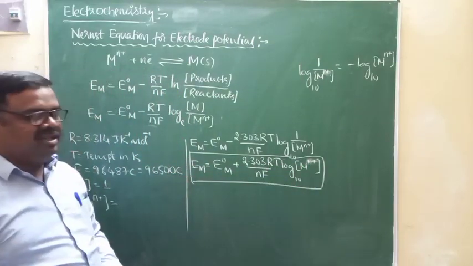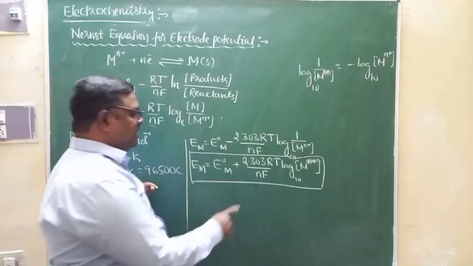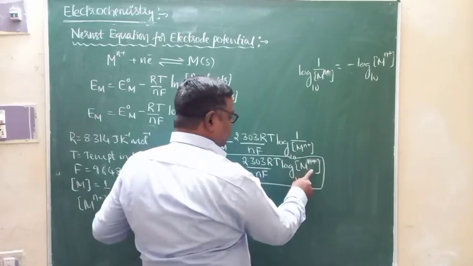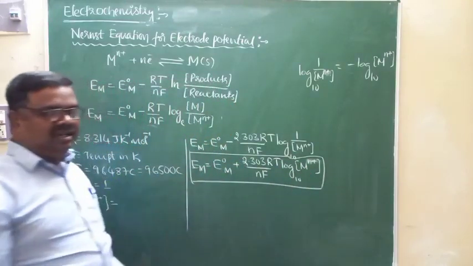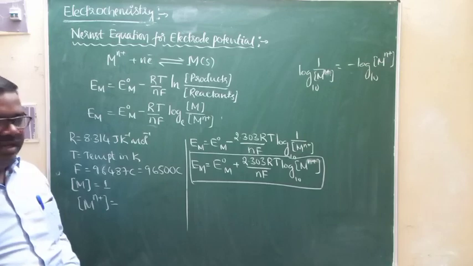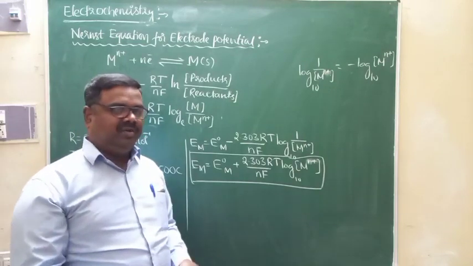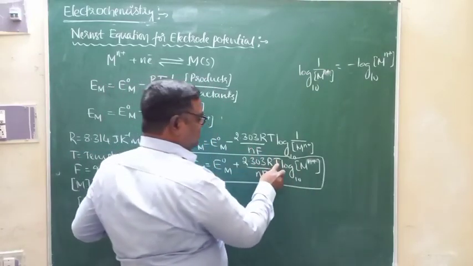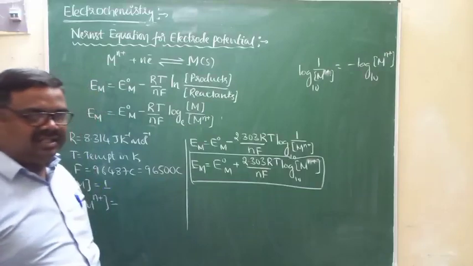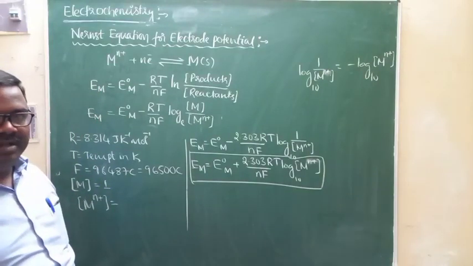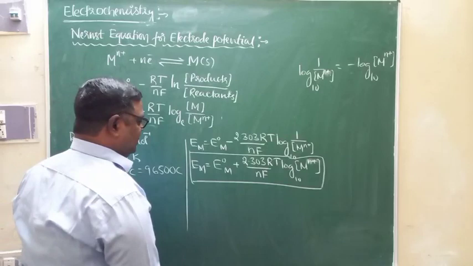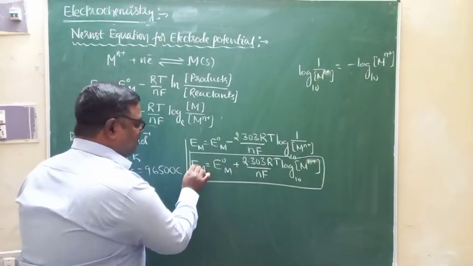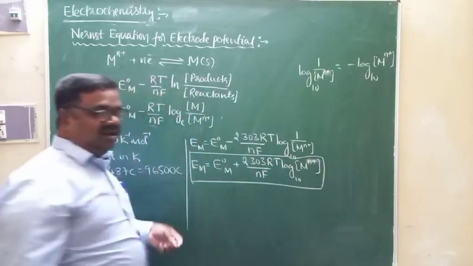On the basis of this Nernst equation, I can take some decisions. As the temperature increases, electrode potential increases. As the molar concentration of metal ion increases, electrode potential also increases. I already discussed this while discussing factors affecting electrode potential. This is the Nernst equation for calculating electrode potential at any temperature and concentration of metal ion.